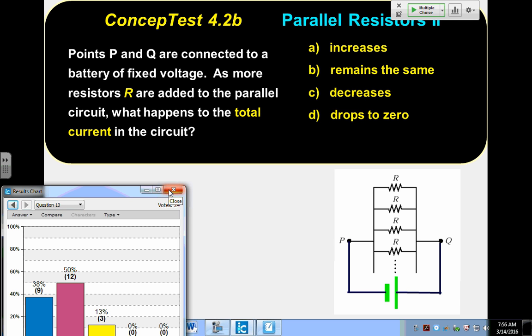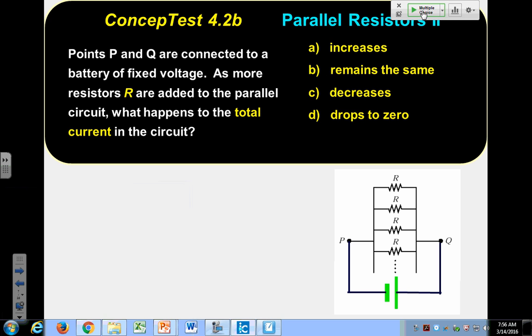Okay, so it looks like you're putting either A or B. It is one of those. It's either increases or remains the same. What I'm asking for here is the total current through the circuit, the current that comes up through here. Now what I know about resistors in parallel is that they all have the same voltage. So if I have 10 volts here, I have 10 volts here, here, here, and here.